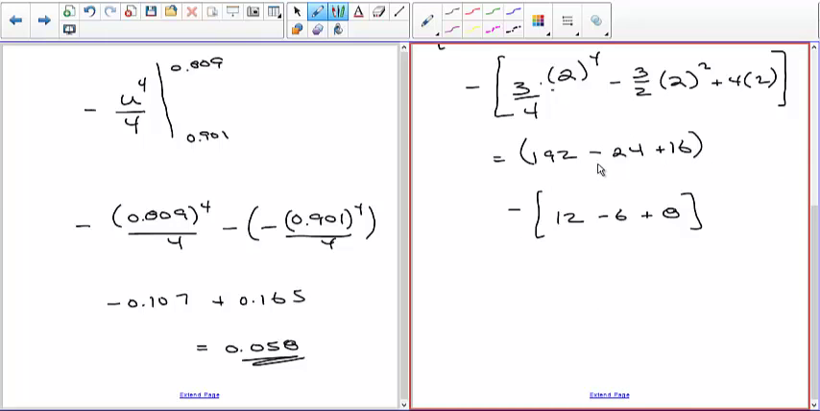So you've got 192. These two, you get negative 8, right? 16 minus 24 is negative 8. And then subtracting 8 from 192 would be 184. And here we've got 8 plus 12 is 20, minus 6 is 14. So you get 184 minus 14, which is 170, which is the answer.